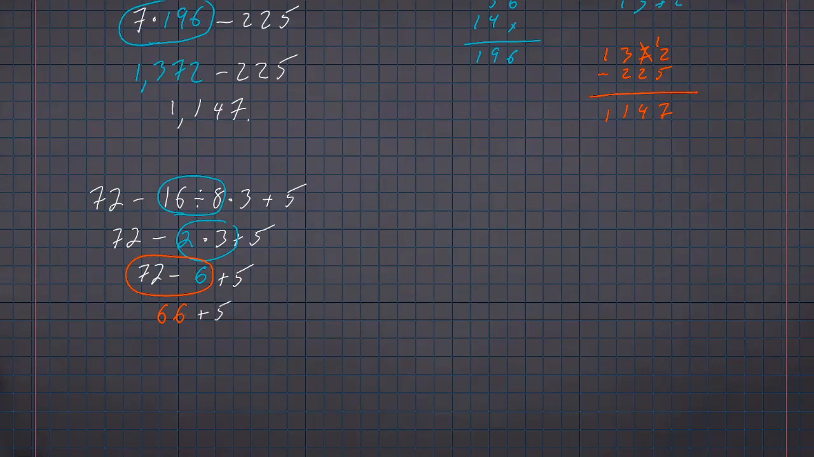Now we're left with just one operation. 66 plus 5 is 71.